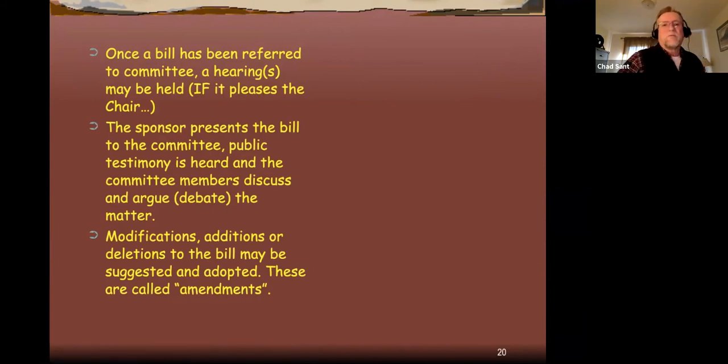Once a bill has been referred to a committee, if hearings, then a hearing may be held. And at that point, they might invite members of the public to come in and testify, and sometimes experts to come in and testify. And again, those only happen if it pleases the chair, because at any time in the process, the chair can squat on it and say, no, I don't want this to even happen. The sponsor presents the bill to the committee, public testimony is heard, and the committee members discuss and argue about it. And then if modifications need to be made to that bill or deletions, then those are changes that we call amendments.